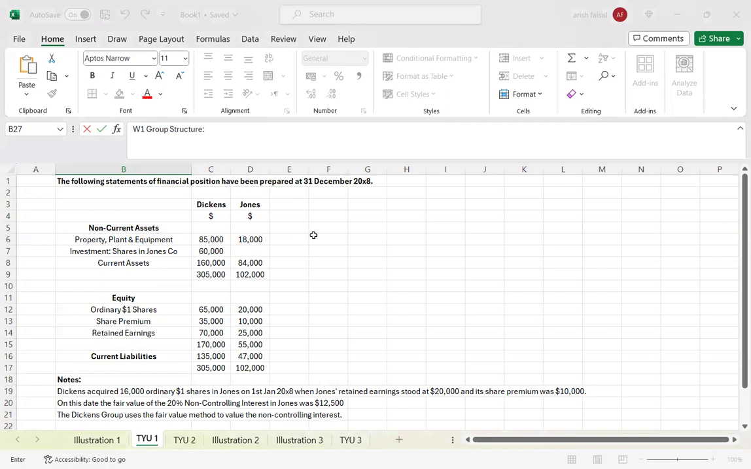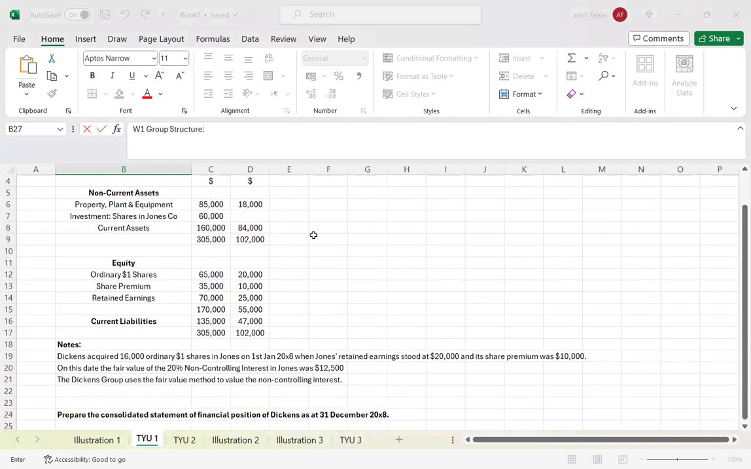Now, as you can see in this question, they have provided you with a statement of financial position for two companies, which is Dickens and Jones. They have also given you some additional information, and then they have asked you to prepare the consolidated statement of financial position for the Dickens Group as at 31st December 2008.